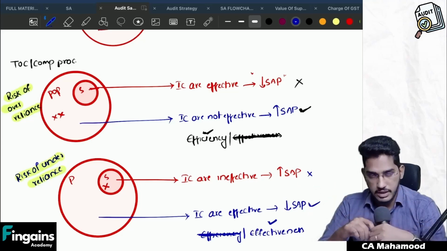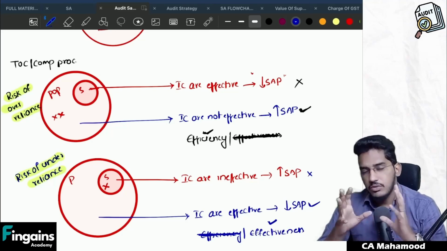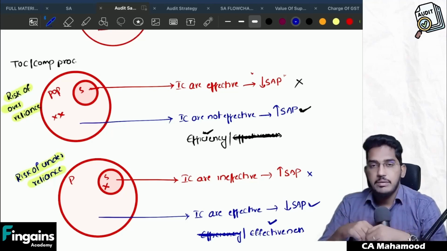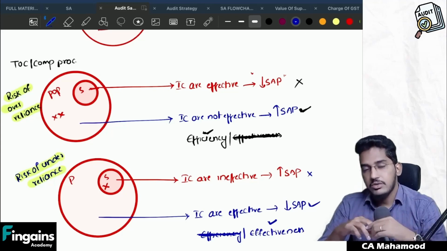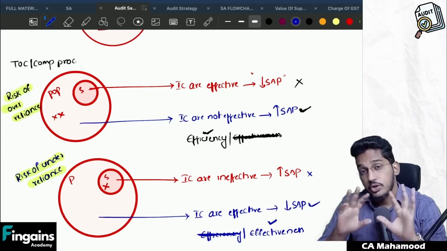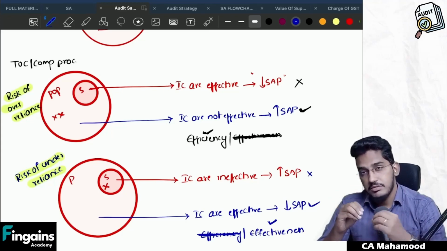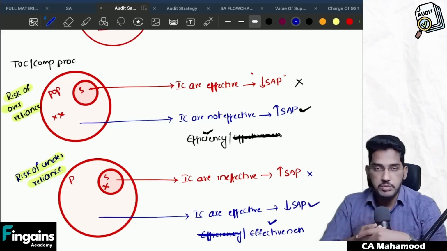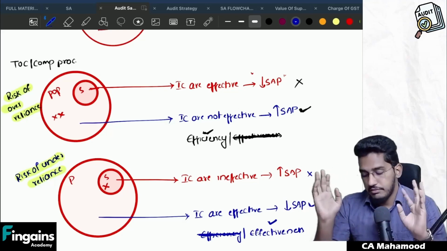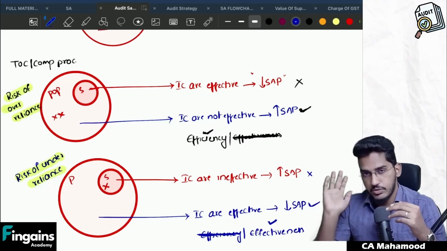Sir, what is risk of under reliance? Risk of under reliance means controls are very effective, but you have selected a sample of internal controls. On that internal control sample, you found one deviation. You thought that if there is this much deviation in my sample only, how much deviation will be there in my entire population? So you thought internal controls are ineffective and you decided to perform more substantive audit procedures.